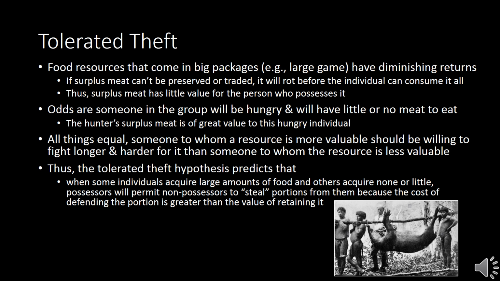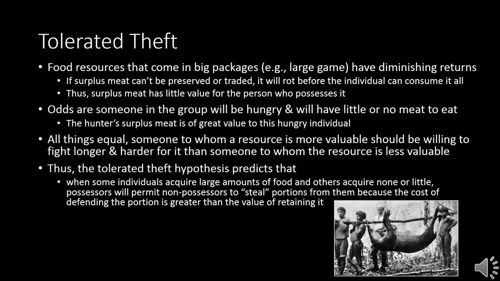Thus, this surplus meat is of little value to the person who possesses it. As Hill and Kaplan put it, at some point, additional units of the food resource are of less value than earlier units. However, odds are there will be someone in the group who is hungry and has little or no meat to eat, and the hunter's surplus meat is of great value to this hungry individual. All things being equal, a person to whom a resource is more valuable should be willing to fight longer and harder for it than a person to whom the resource is less valuable.